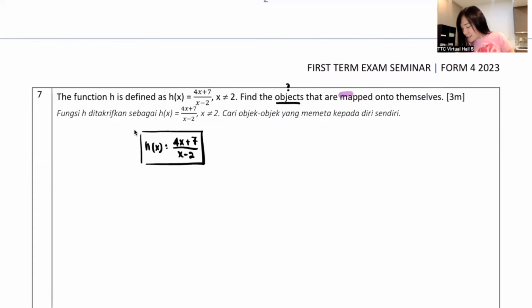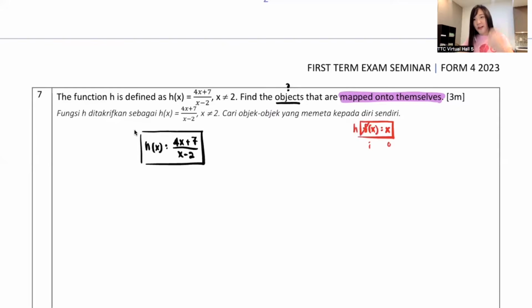My dear, the keyword is "map onto themselves," right? Just now I told you, map onto themselves, what are you able to write based on that? Whenever they say map onto themselves. Very good, Esther. f(x) equals x. Map onto yourself means you map back to yourself. It means your object and your image are the same, isn't it? f(x) equals x. But for this question, I won't write f(x), I'll write h(x).